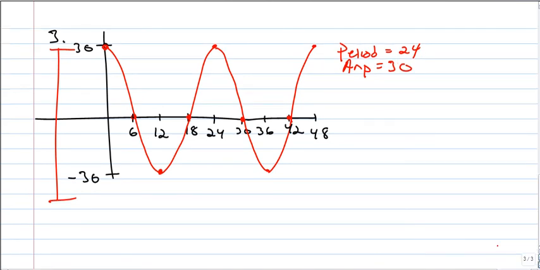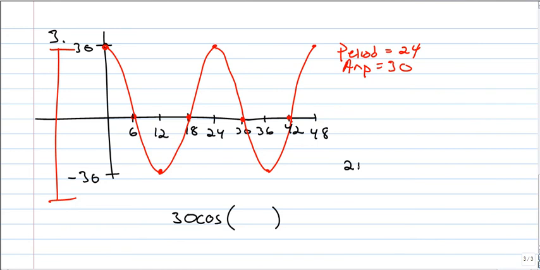Alright, so you got the period and amplitude. Now you need to write a function. This thing starts at the top. It's going to be cosine. You don't have to shift it. Cosine. Let's see, the period. Well, we know the amplitude is 30. There is no vertical shift because the middle's still at 0. The middle really tells you about that vertical shift.